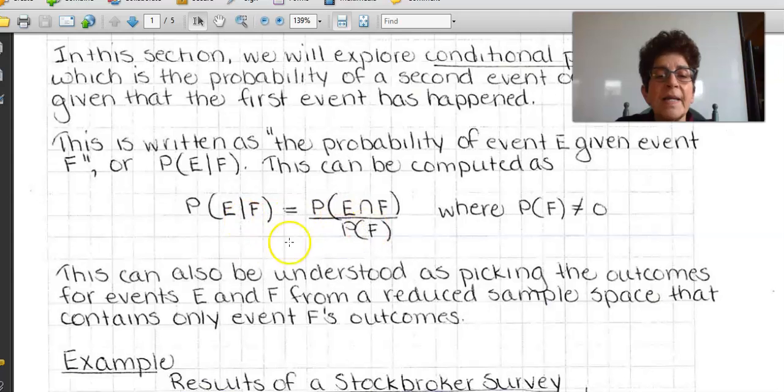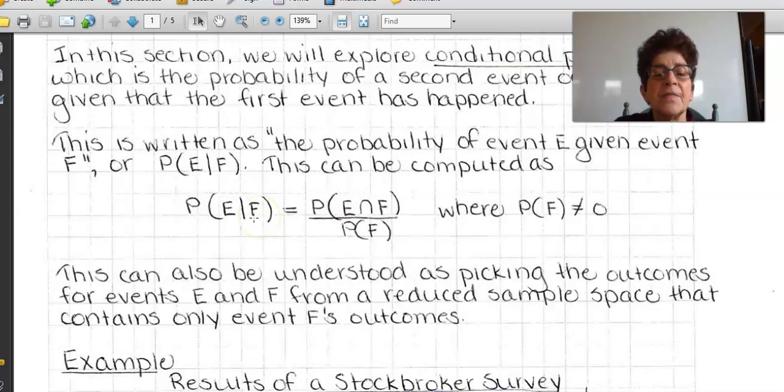The format for writing a conditional probability is written like this. You would read this as the probability of event E given that event F has already happened. The formula for computing a conditional probability is to find the probability of both events occurring together and dividing that by the probability of the first event that occurred. Again, remember, this is read the probability of event E happening given that F has already occurred.